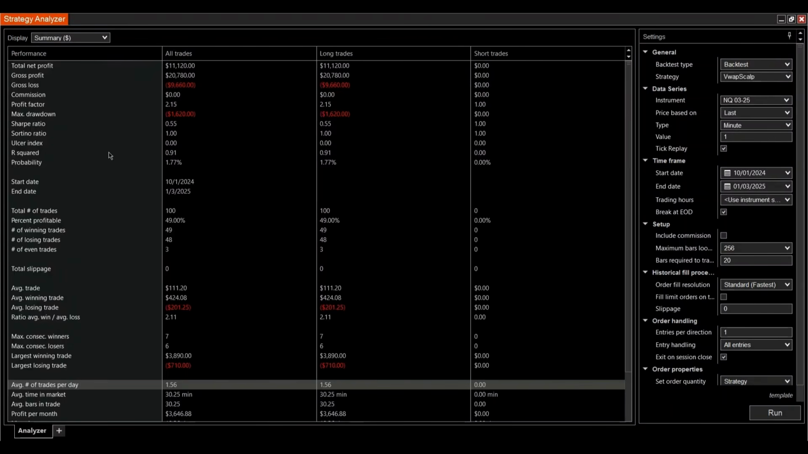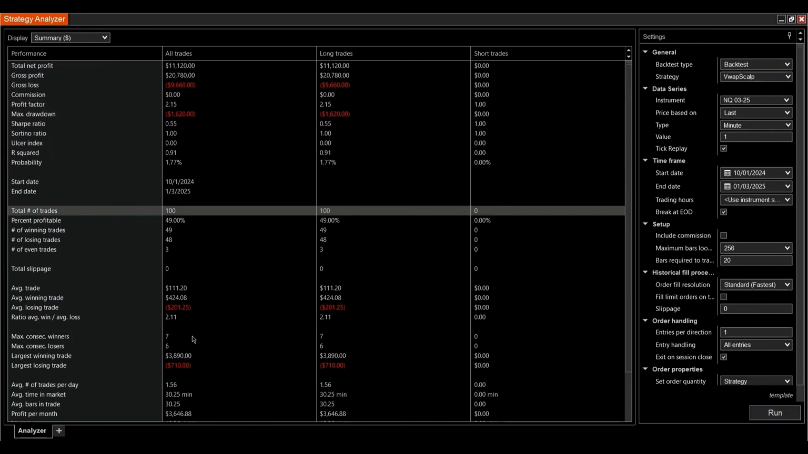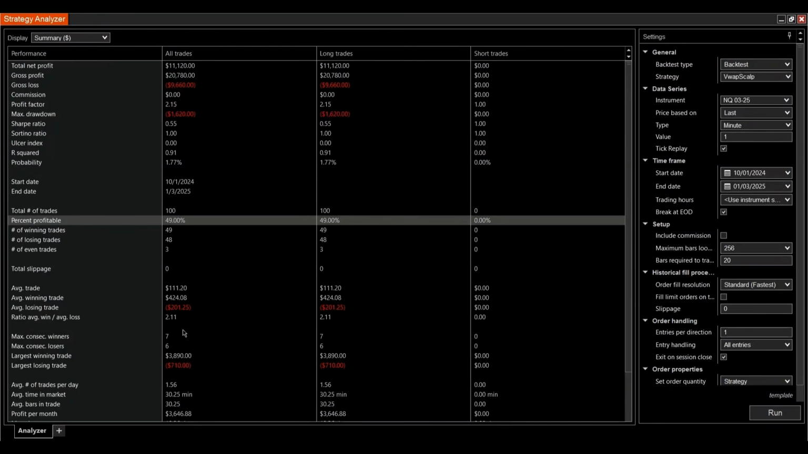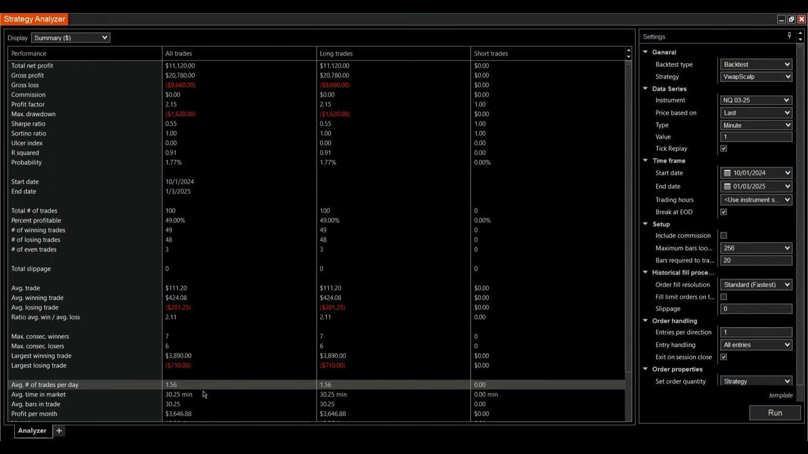You can see the profit factor here, the maximum drawdown, how many trades it generated, the overall success rate, the risk to reward ratio, and the average number of trades executed per day. If you wish, you can also pause the video and take a closer look at all the detailed metrics presented here.